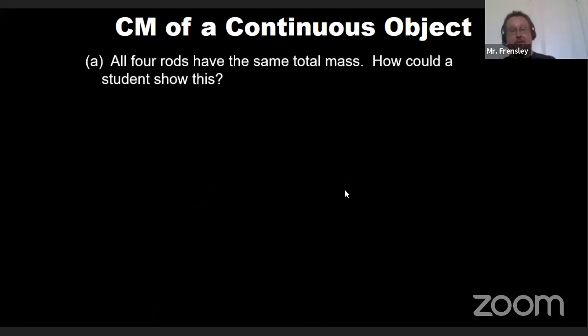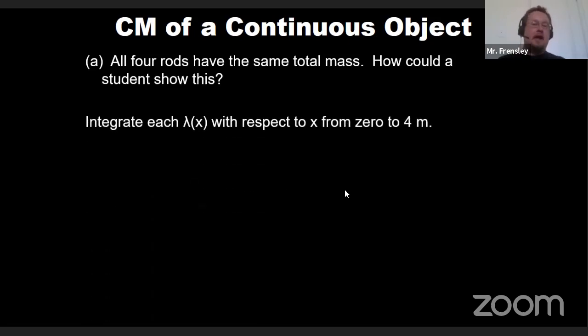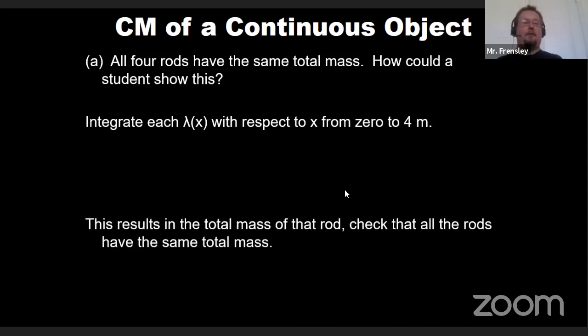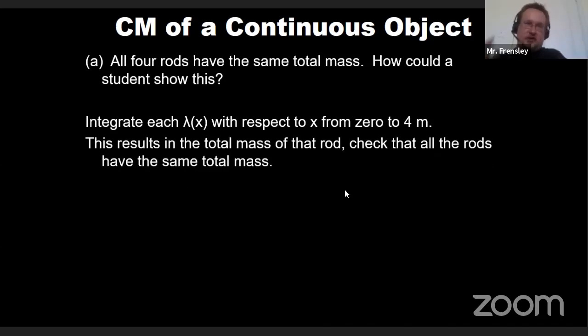Let's wrap this up. Okay, so again, I didn't ask you to actually find the total mass. How could a student show they all had the same mass? All you had to say is integrate each lambda with respect to x from 0 to 4. If you talk about taking an integral, make sure you're very clear about what the limits are. In case you care, they all integrate to 64 kilograms. And so you just compare and make sure they all come out to the same amount.